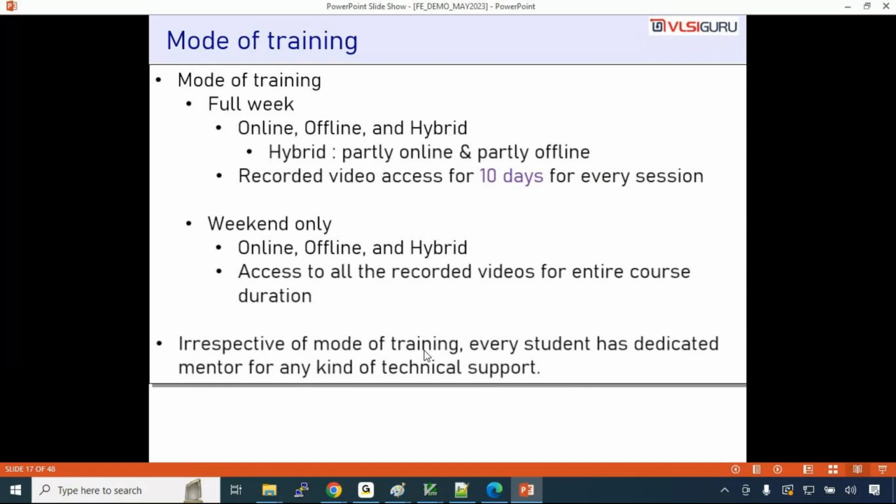Irrespective of the mode of training, every student has a dedicated mentor for any kind of technical support. So we will assign a dedicated mentor. Whenever you have a doubt, you can connect with the mentor and get your doubts clarified. You see, in full week you probably won't find the need much, because every day there is a live session. If you don't understand something today, you can clarify it the next day. Whereas in weekends only, this is very important, because let's say you're studying some topic on Monday, you don't have to wait till Saturday to get your doubts clarified. In between itself you can connect.